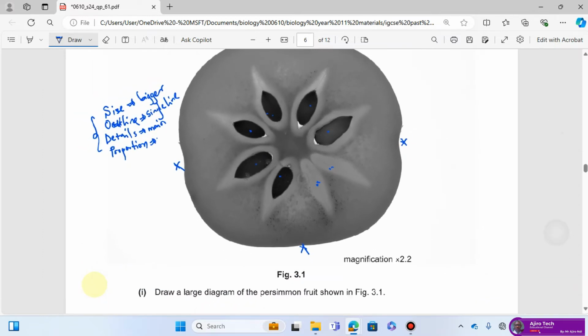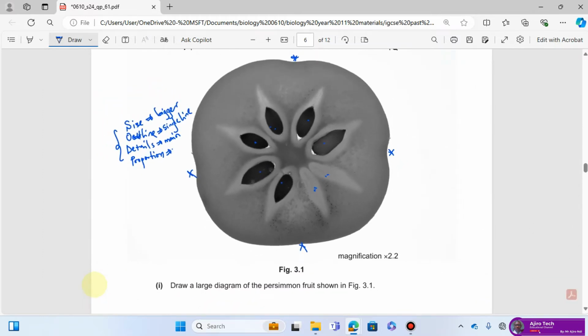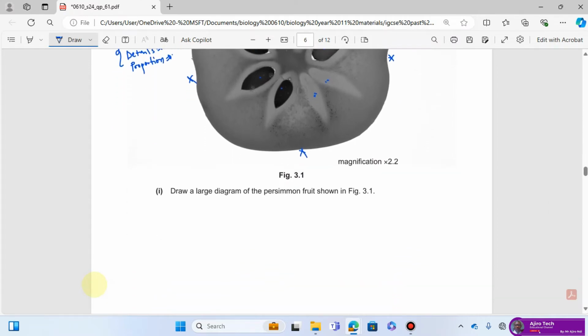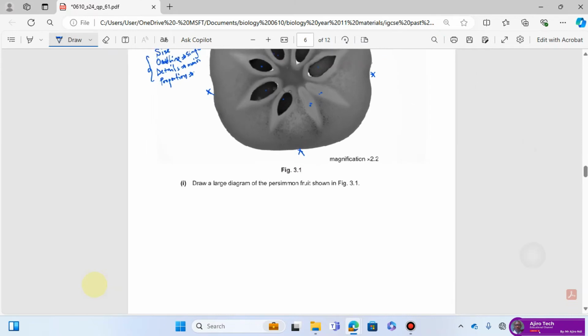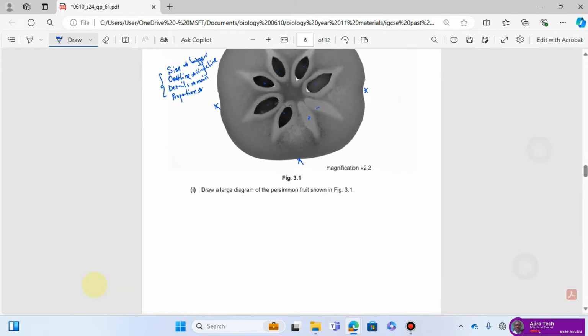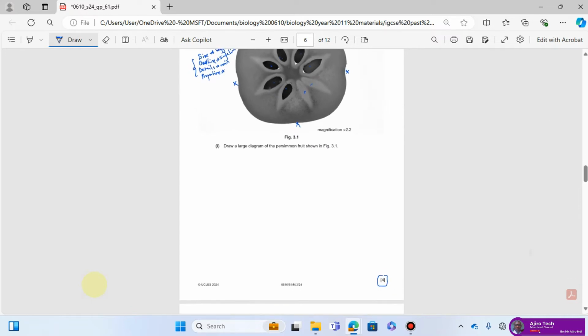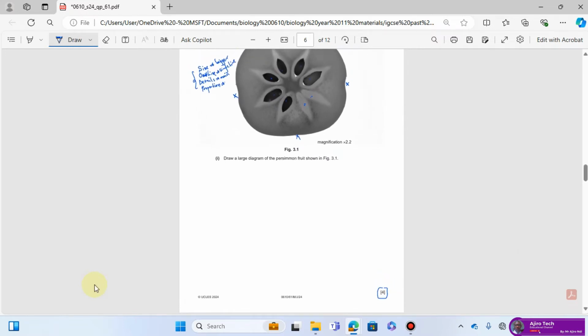Remember, your drawing must be bigger than the one you have been given as the photograph. So let's try to draw this. Let's see how we can replicate this diagram. Please, I'm drawing with a pen, so it might not be as clear. All right, so let's go with what we have. It's not art where you have to make it perfect.